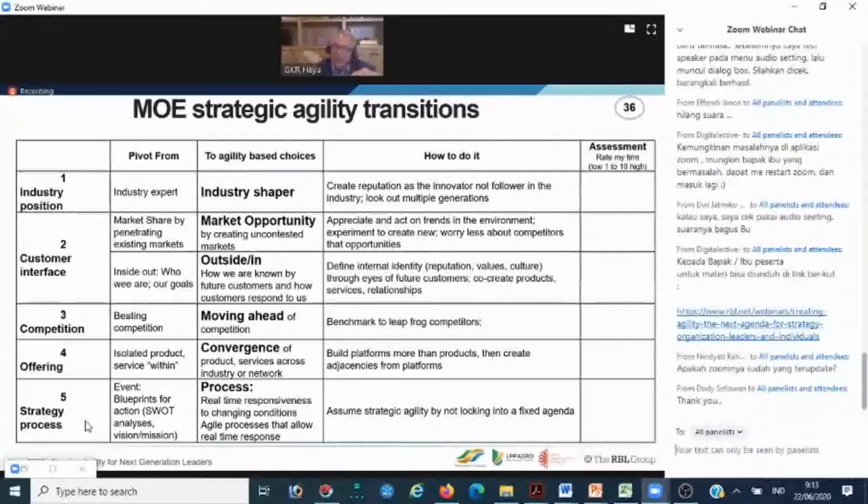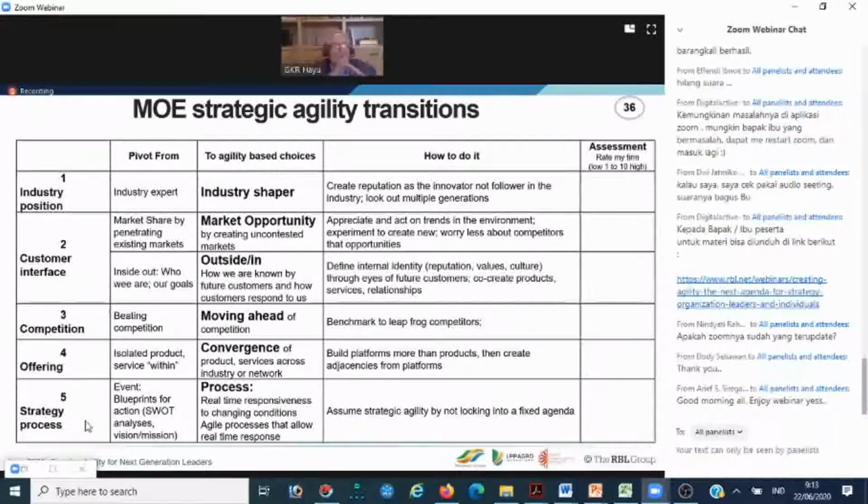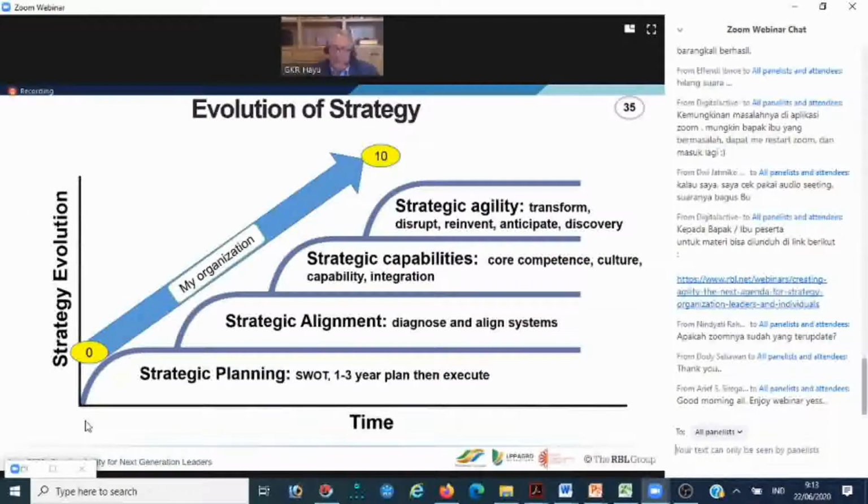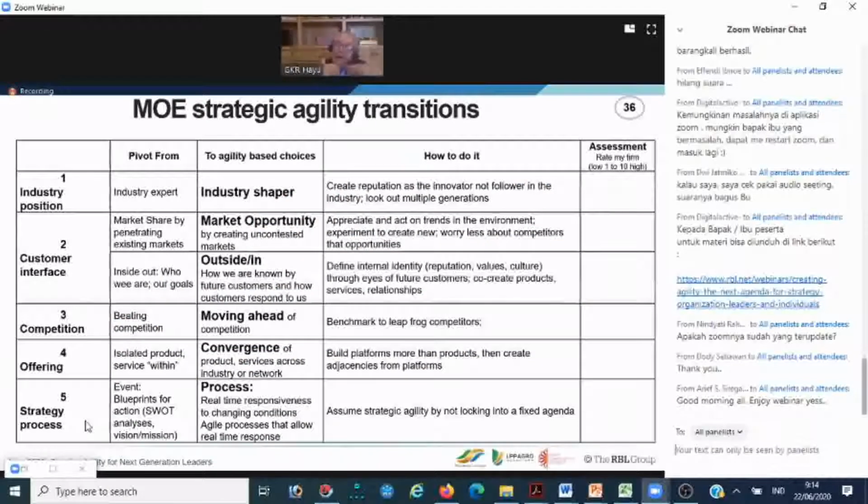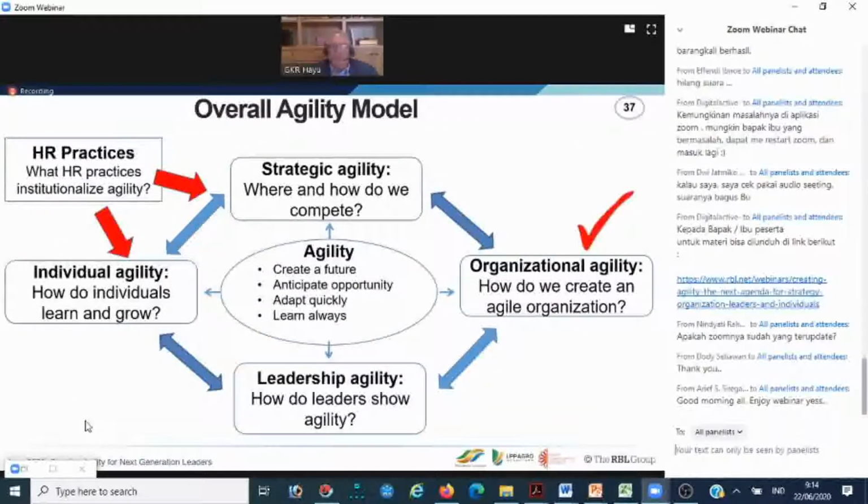And my strategic process is not an event. Let's go off-site for a day. It's a process, real-time, responsive, constantly adapting. Now, I could spend hours or a half a day just on this slide. But what I've tried to give a board member is to say, if I'm trying to create strategic agility, recognize the evolution of strategy, from planning to alignment to capability to agility. These are 5 transitions that I, as a board member, should encourage my business team to do. Are we shaping our industry? Are we going after market opportunity, not just share? Are we outside in our thinking? Are we seeing the value that others might get from what we do? Are we going ahead of competition? Are we converging? Are we building platforms? And do we have a process to involve people?